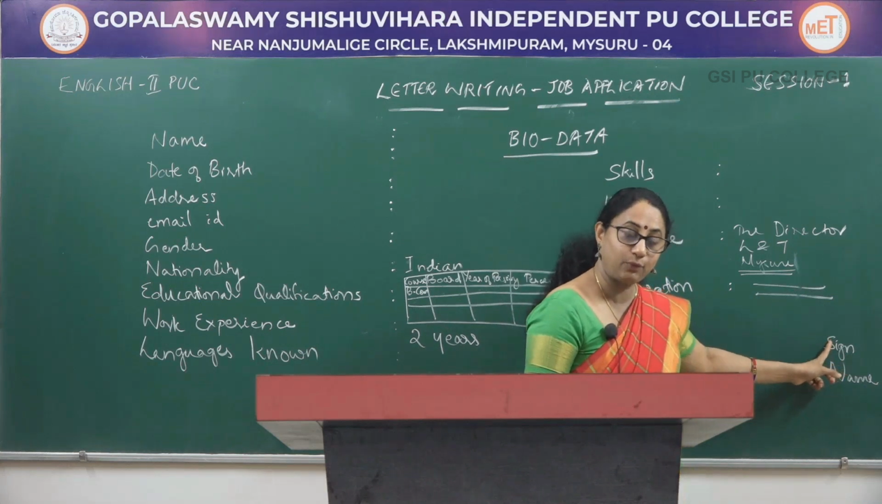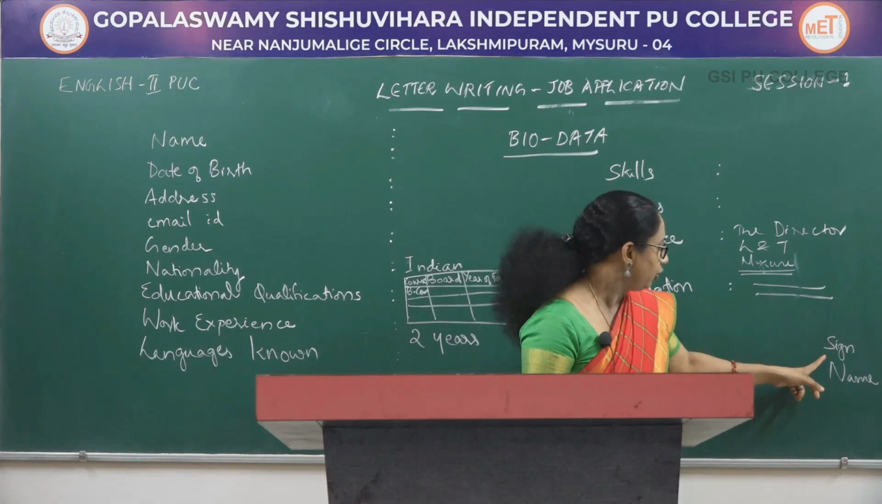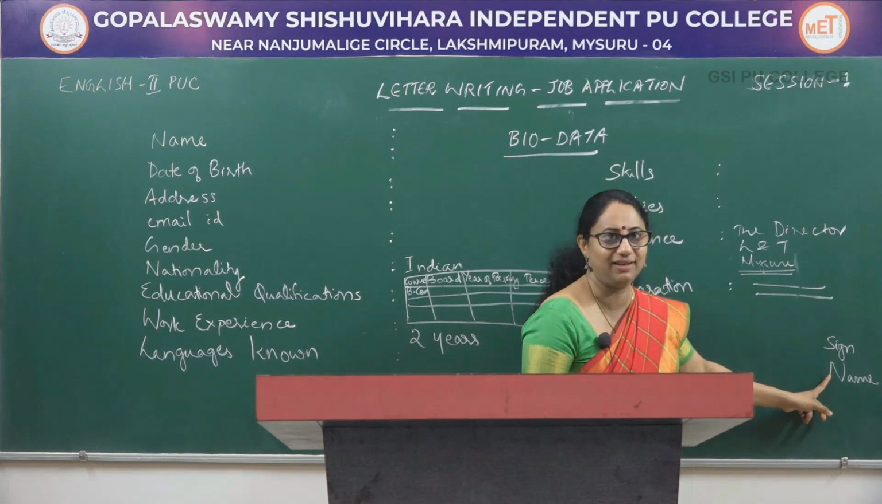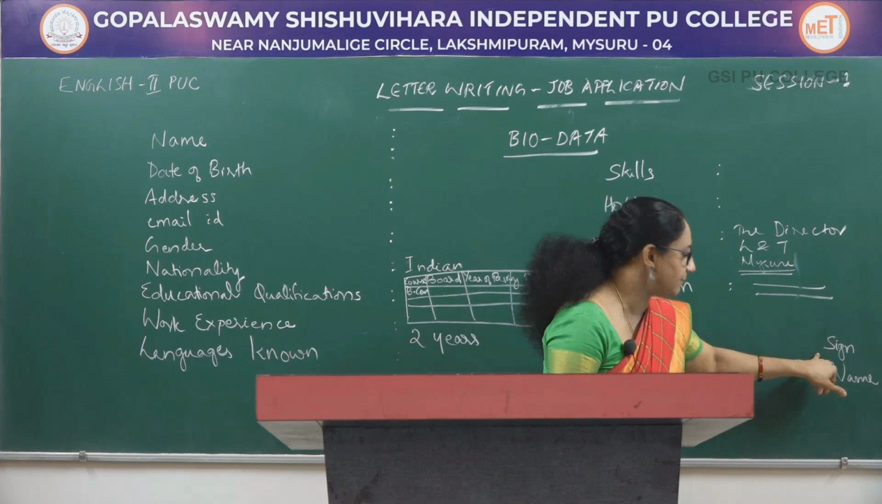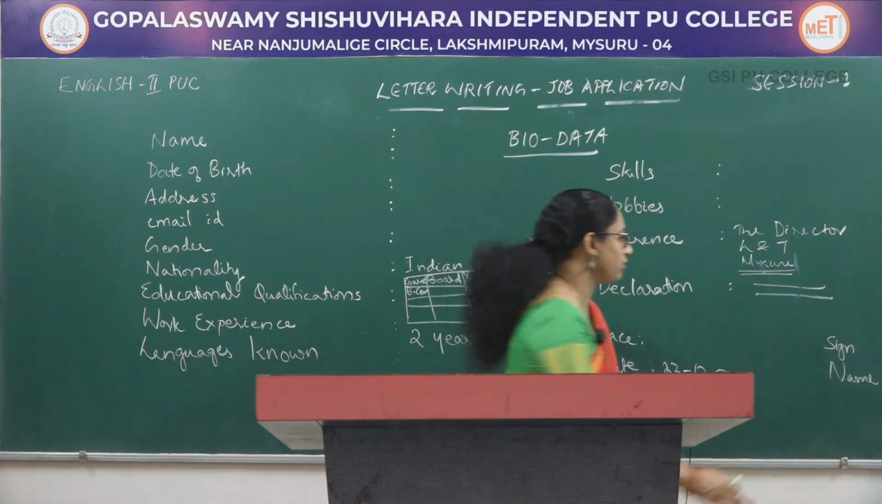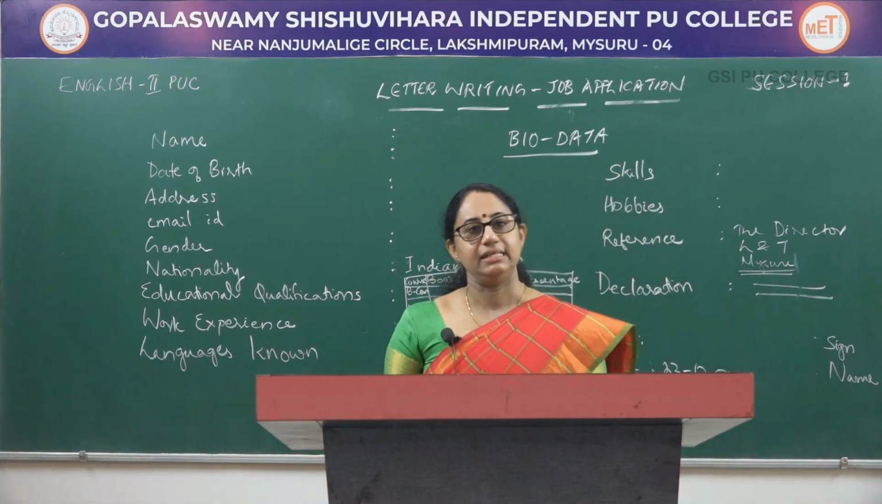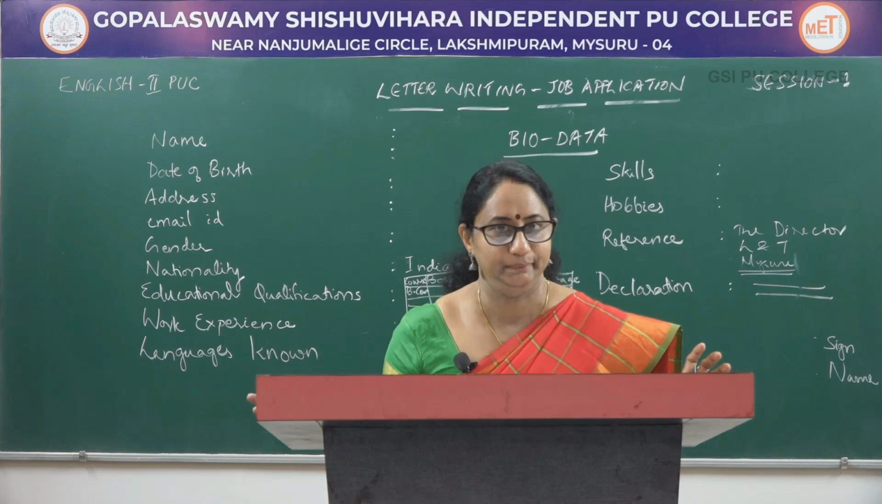Say for example, if in the question it is XXX and YYY for name and address, you can write XXX in small letter and XXX in capital letter here. Otherwise, just mention the name and just put a signature before that. Don't write sign and name. Put a signature and then write the name. That is enough. And here the biodata is complete.